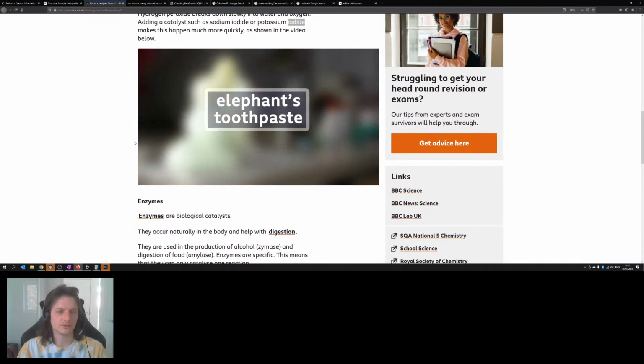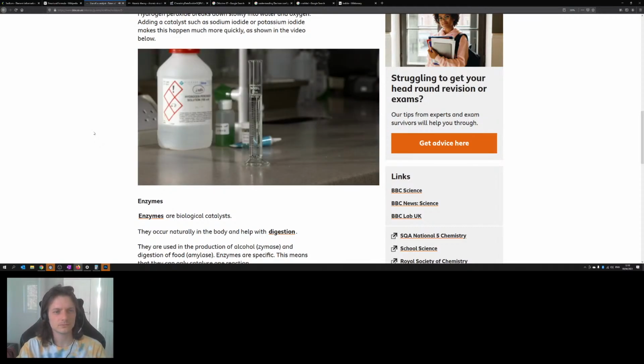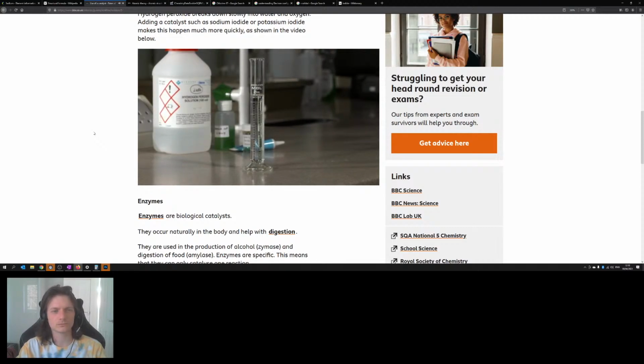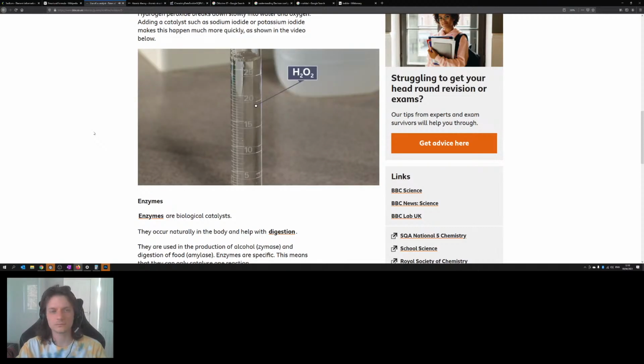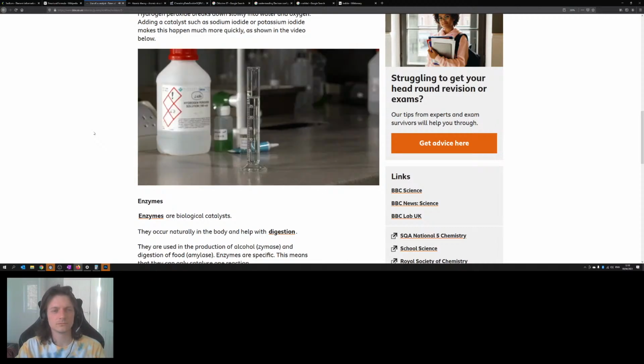Elephant's toothpaste. In the elephant's toothpaste experiment, we are going to be looking at the effect of a catalyst on breaking down hydrogen peroxide. The same process can be shown by this smaller experiment. Hydrogen peroxide is corrosive, so gloves and goggles must be worn for this experiment. Hydrogen peroxide solution is poured into a small measuring cylinder. The hydrogen peroxide is very slow breaking down.